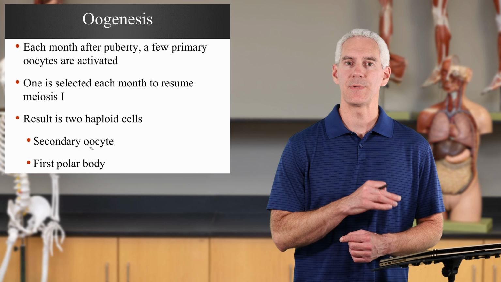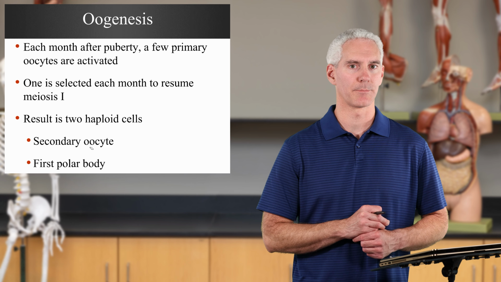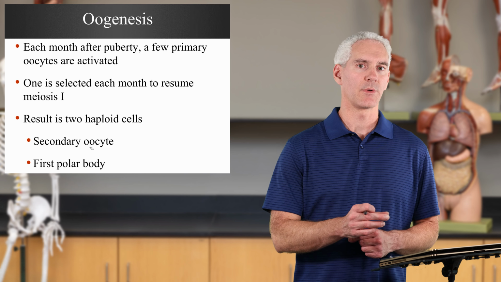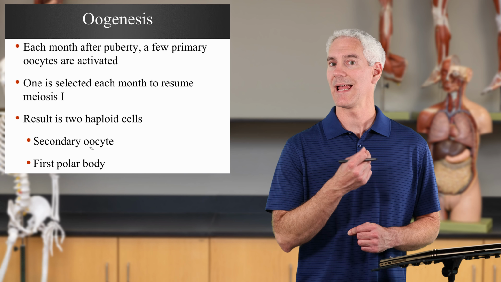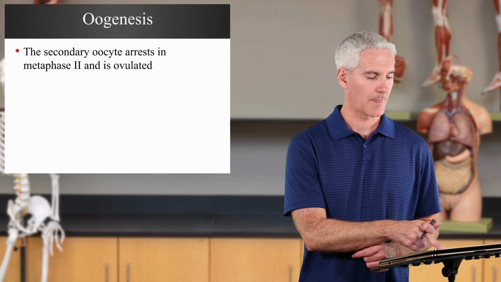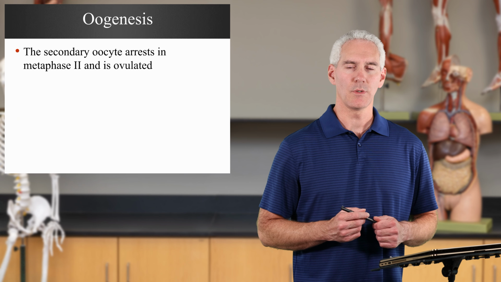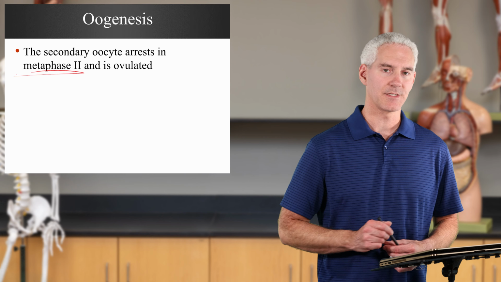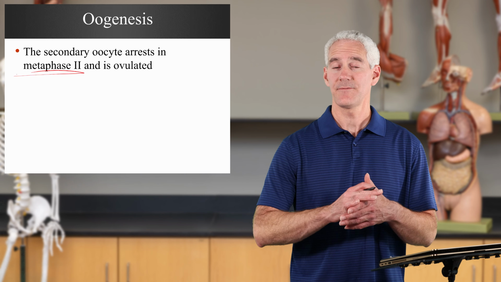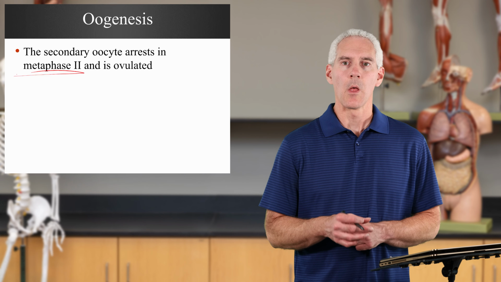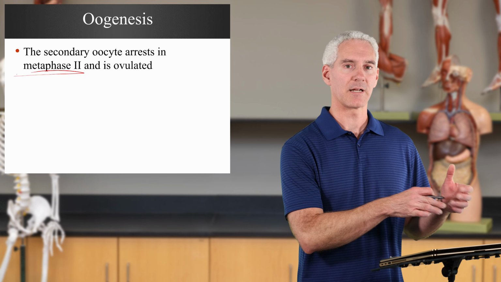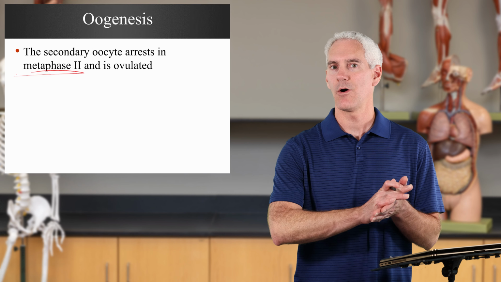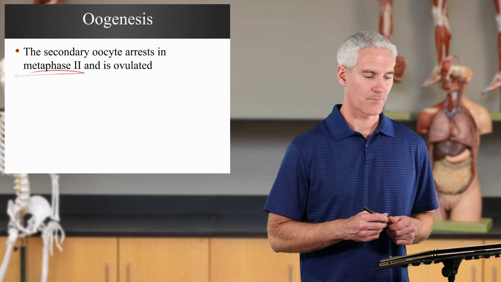And I say first because we'll end up with 3 polar bodies in total. So we have the secondary oocyte and first polar body. Now that secondary oocyte is going to arrest or stop at metaphase 2. So it doesn't finish meiosis. But at this point, it's in metaphase 2, and it's now waiting for ovulation.